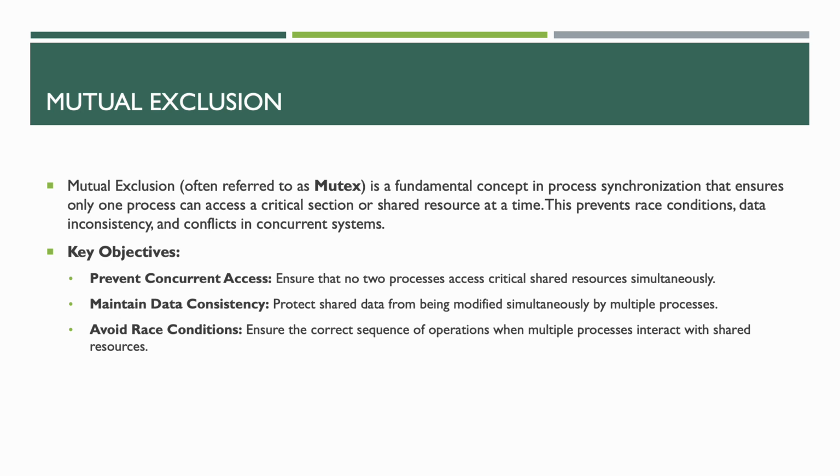Like if you try to book an online ticket and there is only one ticket left, and two people are trying to purchase it, then only one will get it because there's only one seat available. So it prevents double booking of one seat. These are the situations where mutual exclusion works.